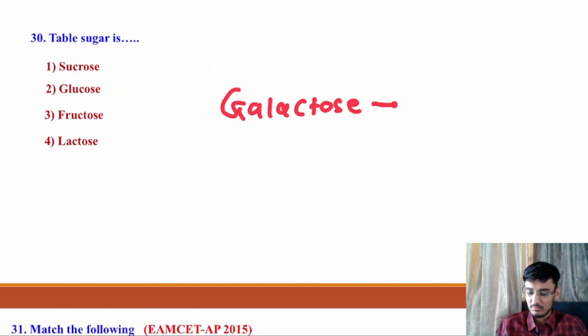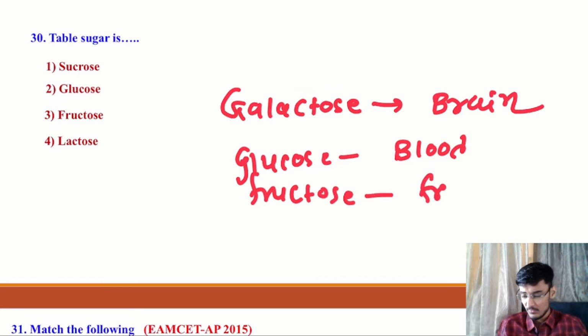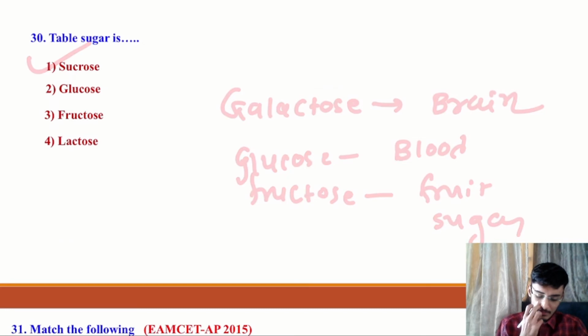Galactose is a brain sugar. Glucose is a blood sugar. Fructose is a fruit sugar. So that's why your answer is 1.